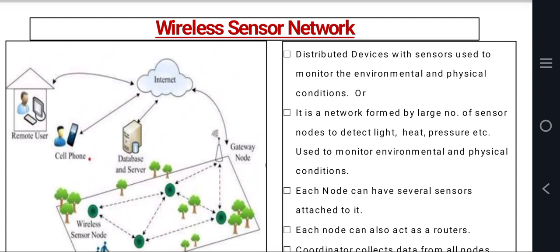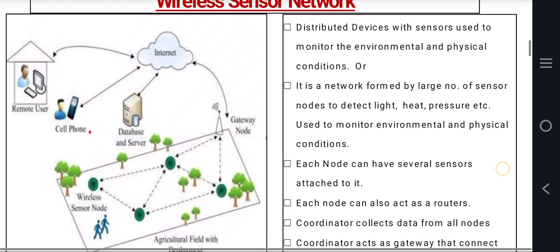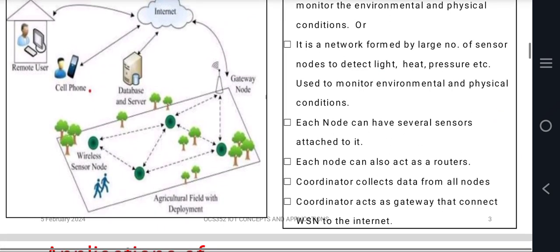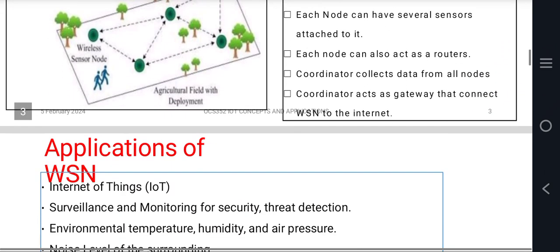It is also a network formed by a large number of sensor nodes to detect light, heat, pressure as well as various parameters used to monitor environmental and physical conditions. Each node in the wireless sensor network can have several sensors attached to it. Each node can act as a router. The coordinator collects data from all the nodes. Here the coordinator is nothing but the gateway that connects the wireless sensor network to the internet.